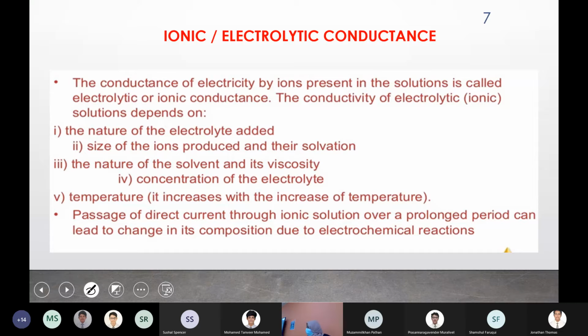Last and the final factor affecting the ionic conductance is temperature, that we already know. It increases with increase in temperature because ions will take energy on heating and they'll be able to move fast. So on increasing the temperature, ions will get more energy, so they'll be able to move faster through the electrolyte. So these are the 5 factors affecting the electrolytic or ionic conductance.